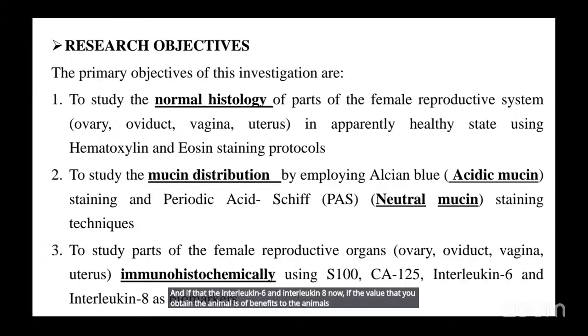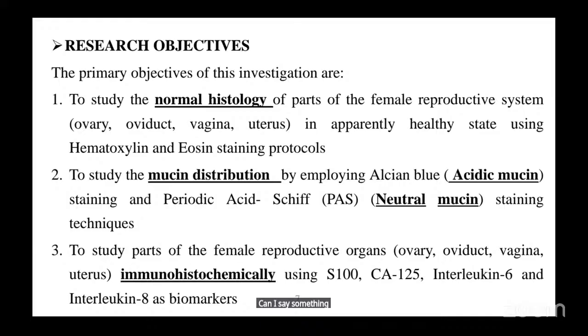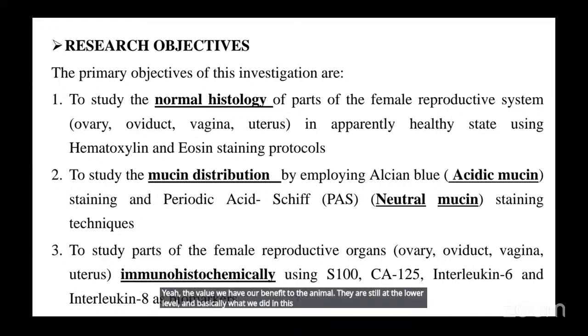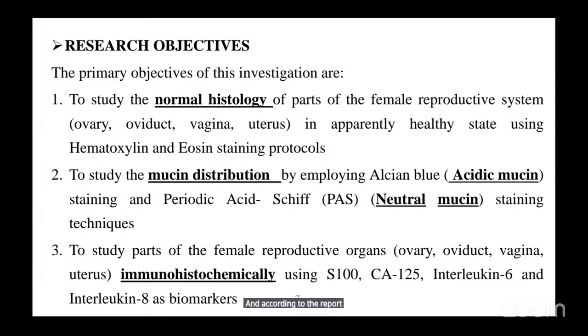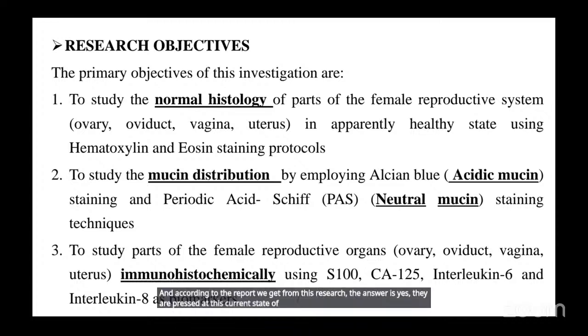Yes, the values are of benefit to the animal. They are still at the lower level, and basically what we did in this research is immunolocalization of these biomarkers. The question is, are they even expressed at this age at all? And according to the report we get from this research, the answer is yes, they are expressed at this current stage of the animal.